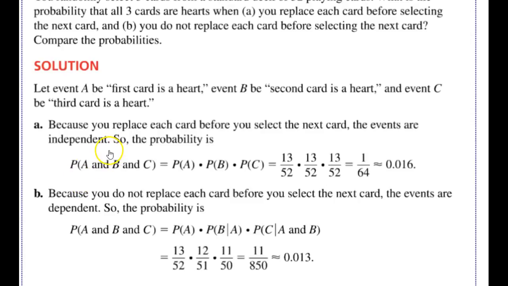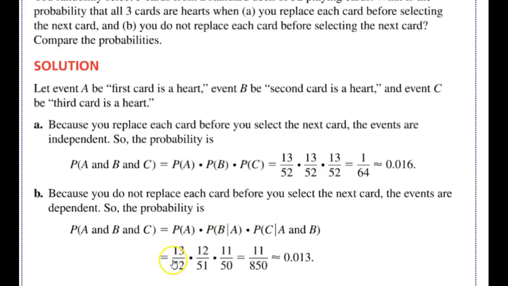Since I don't replace each card on this one, it depends. Since I've removed something, my sample space is different. So these are dependent events. So now I have to look at the probability of A, and then what's different the second time I pull a card, and then what's different the third time I pull a card.